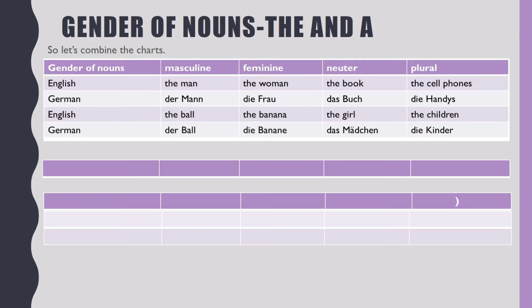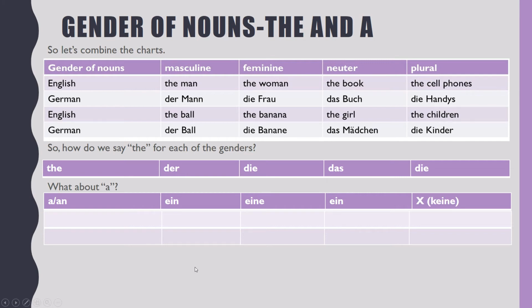So let's combine the charts. We have here the English translations and the words in German. So how do we say the for each of the genders? We've already done this. The word the for masculine is der, for feminine, die, for neuter, das, for plural, die. What about the word a? We have for masculine ein, for feminine eine, for neuter ein, and for plural keine.